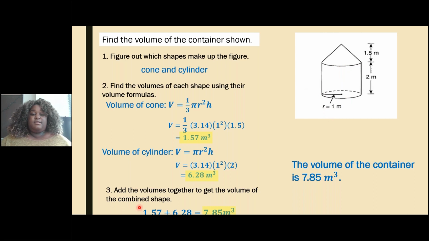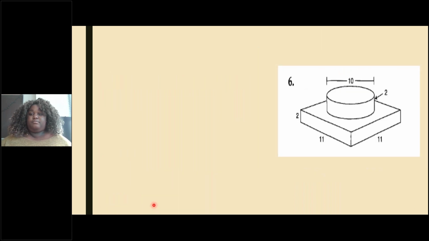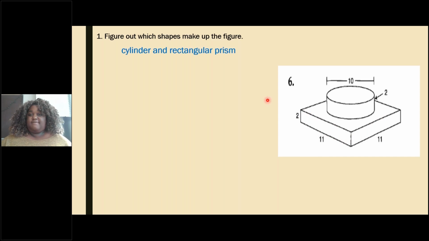Okay, so let's do another problem. Now we've got this weird shape here, and they gave us some values, so we need to find the volume of that entire shape. First we need to figure out which shapes make up the figure. In this case, I have a cylinder again. Even though it looks a little different, I still have those two circular bases. And then this bottom block is a rectangular prism. So those are the shapes that I have.